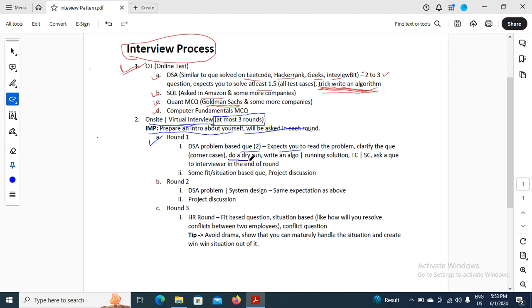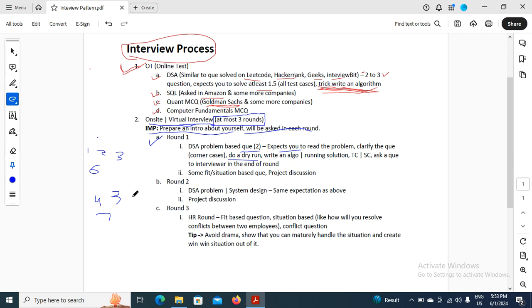Then you need to do a dry run. Once you understood the problem, in most of the companies I've seen, they give at least one test case and show you the input. Let's say 1 2 3 is the input and the output is 6. This is just a sample, so don't consider it. Then you need to do a dry run. Let's say if the input is 4 and 3, the output will be 7. This kind of dry run you can do, preparing some test cases.